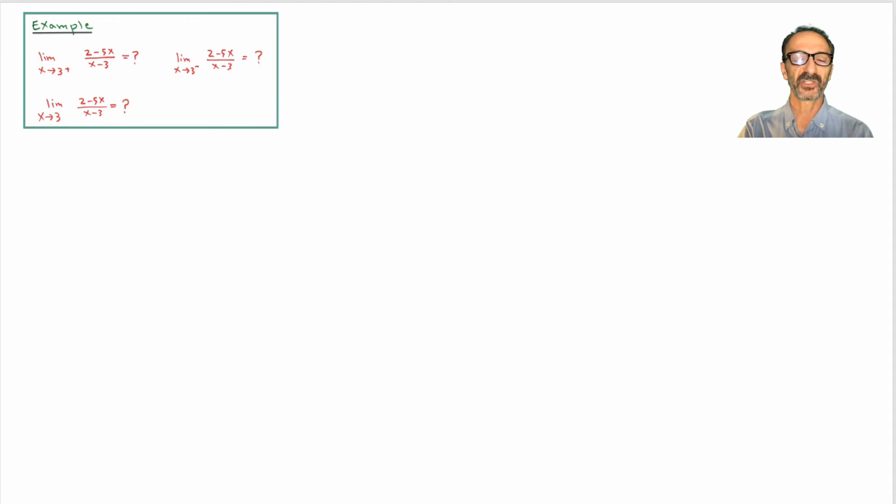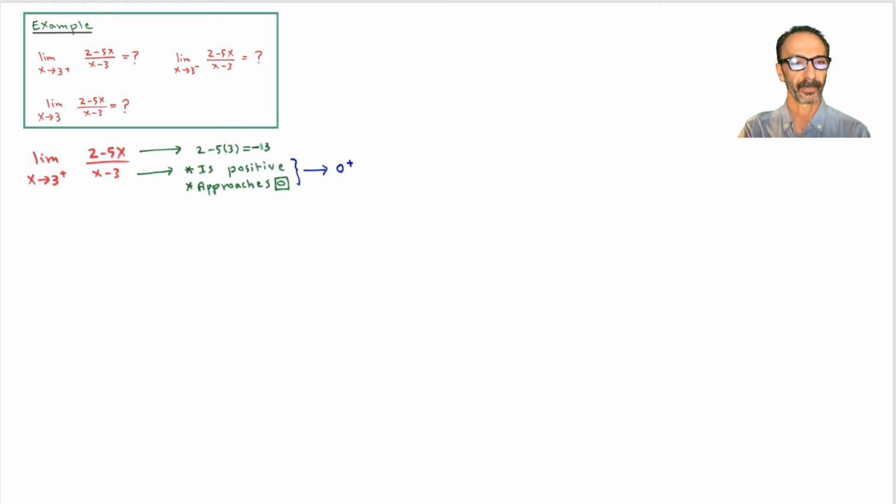2 minus 5x over x minus 3. We're going to approach 3 from left and right, and we'll see if the limit does exist or not. Now, on top 2 minus 5x, if you approach 3, you're going to approach 2 minus 5 times 3, which is negative 13.